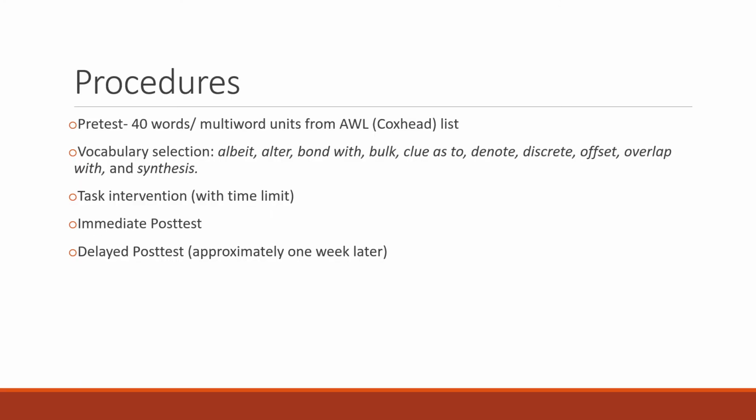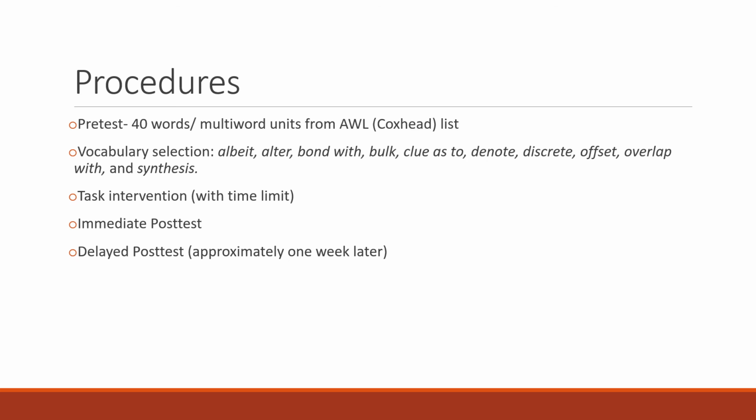The first step was choosing target vocabulary words. So to make sure that they were words that the learners didn't already know, a pretest was given to them. And 40 words were selected for the pretest, looking at the Academic Word List, because the students were in a program that focused on academic English, so I wanted to pick words that would be useful for them.